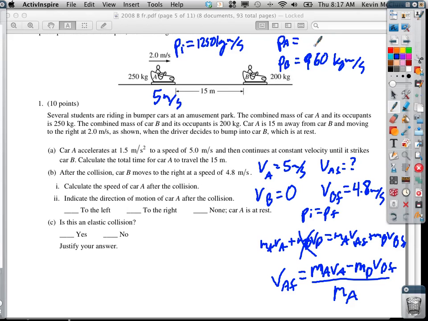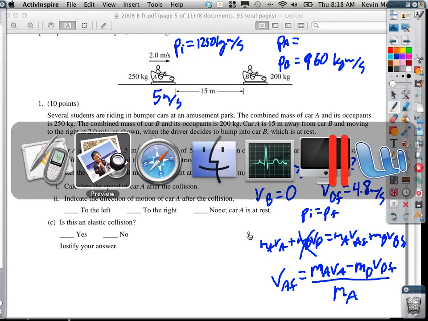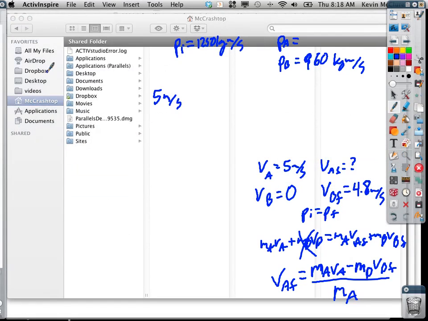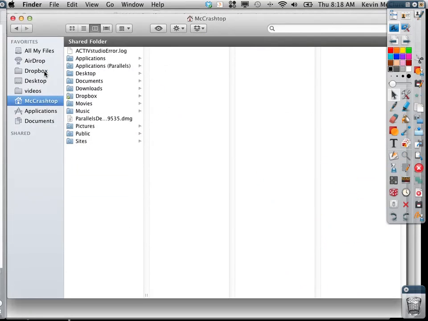Okay, anyways. Is this an elastic collision? What would you say? Well, they tell you this. Yeah, I would say it's elastic. There's no such thing as a perfectly elastic collision, so it's possible that some of the energy is lost, but in general, it's an elastic collision. Let's see what it says.